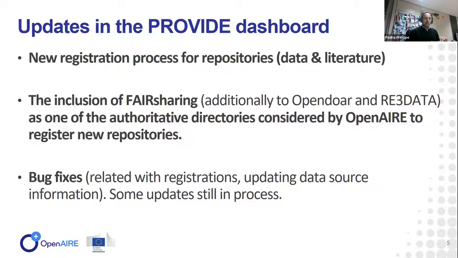In the past, we had OpenDOAR for publications, re3data for data repositories, and now we have FAIRsharing also, mainly for data repositories, but for other kinds of research and other kinds of data sources. So in one single point, one single workflow, we can register using the information of any of these three authoritative directories. Someone that wants to register a new source in OpenAIRE needs to be in one of these directories. We try to deduplicate them, but there are some things to fix.